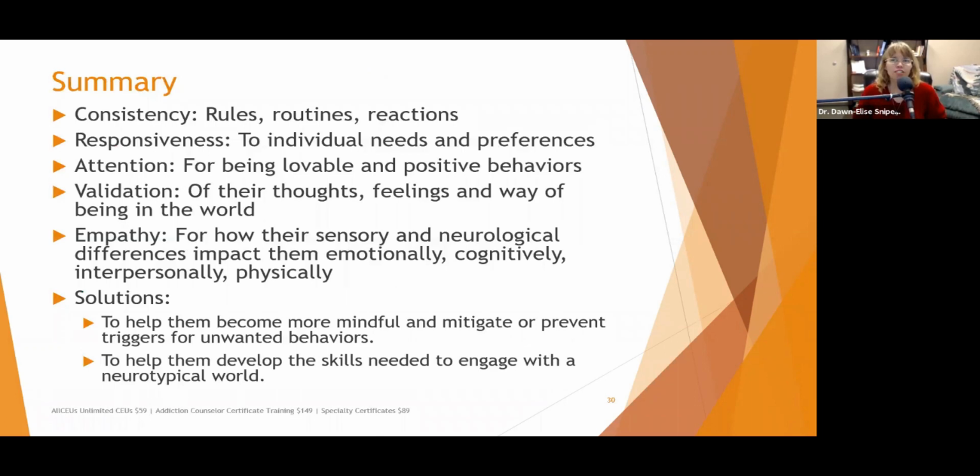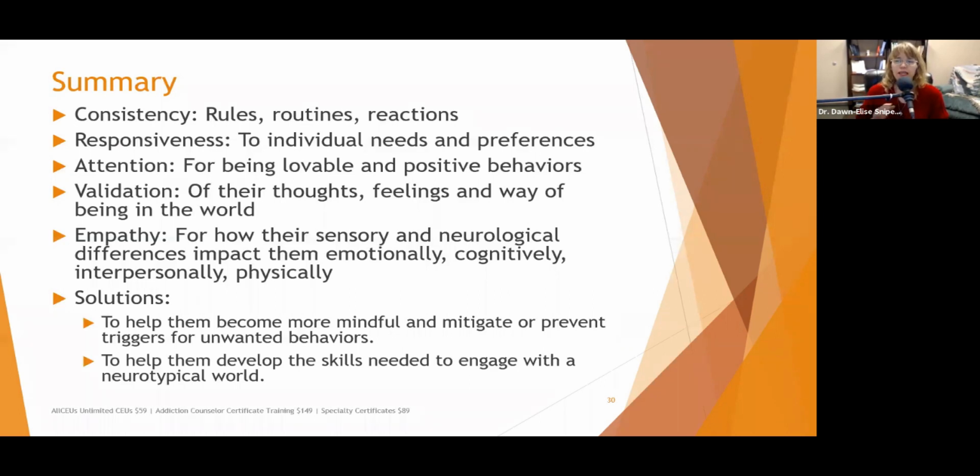CRAVE, remember, stands for consistency in rules, routines, and reactions, responsiveness to individual needs and preferences, attention for being lovable and for their positive behaviors, validation of their thoughts, feelings, and way of being in the world, and empathy for how their sensory and neurological differences impact them emotionally, cognitively, interpersonally, and physically.